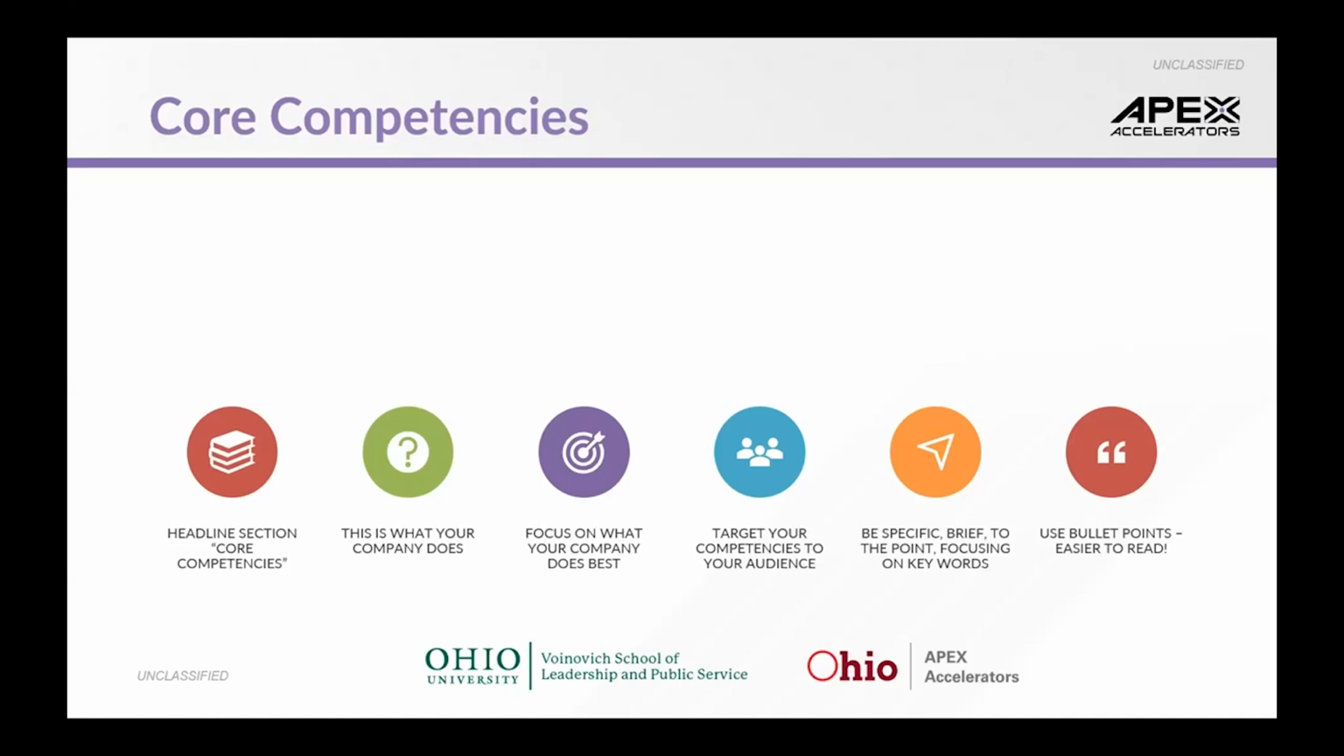And then be very, very brief and specific. Make sure you focus on the keywords of what you do. We recommend using bullet points. So having that section header and bullet points on each of the types of things that your company does makes it easy for them to find the information they need.